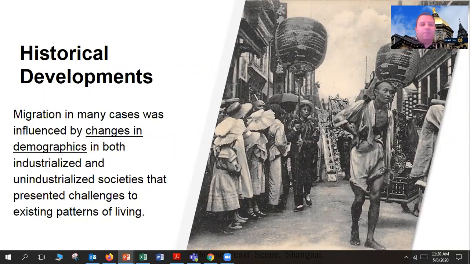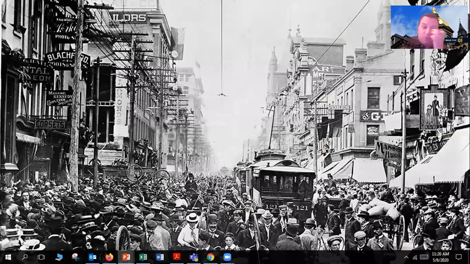And that's going to happen both in your industrialized and your unindustrialized societies, and how those changes altered people's patterns of living, okay? Meaning how these demographic changes, the movement of new ethnic groups, how that has altered the way people lived, okay? And so we open with this shot of San Francisco right around the year 1900, okay?